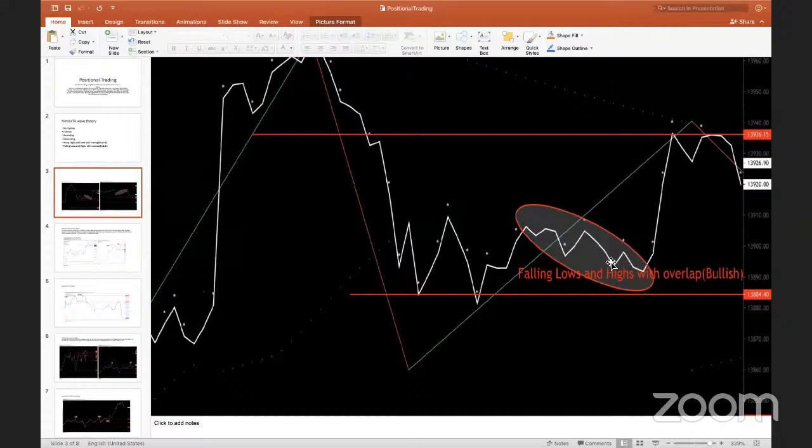So this is falling lows and rising highs with overlap. That means most probably after three lows, there is a high chance of rising. For that, we need to check there is an overlap with the previous low and a crossing of the previous high. That is the entry point for us to go into a buy trade. Is it clear? Yes, clear.